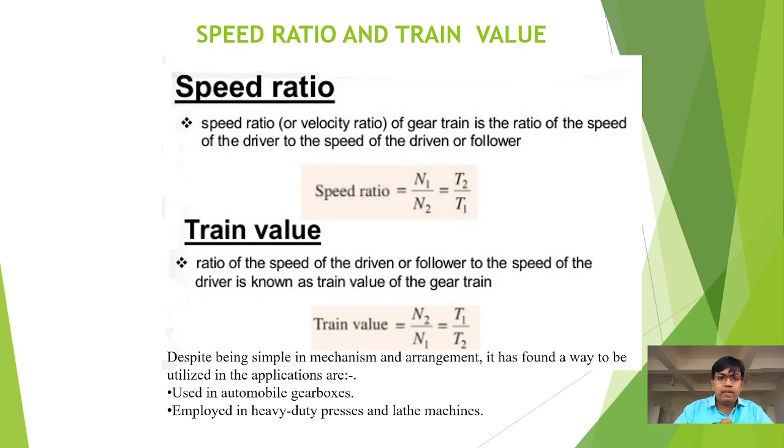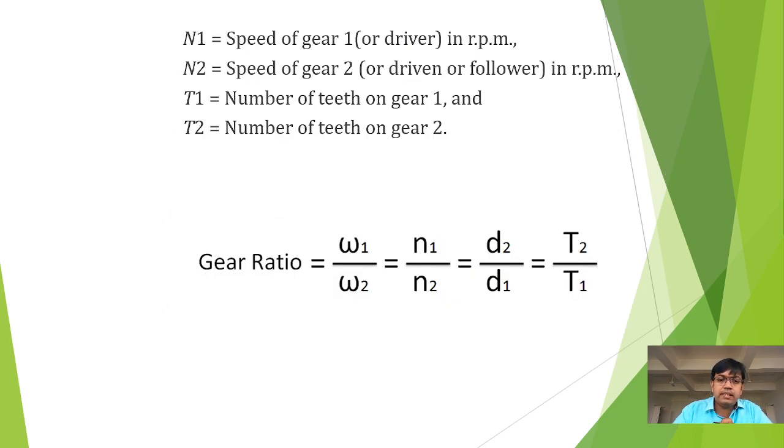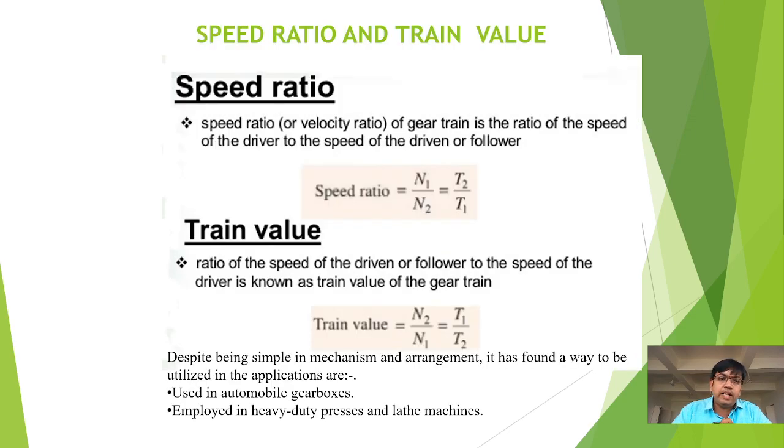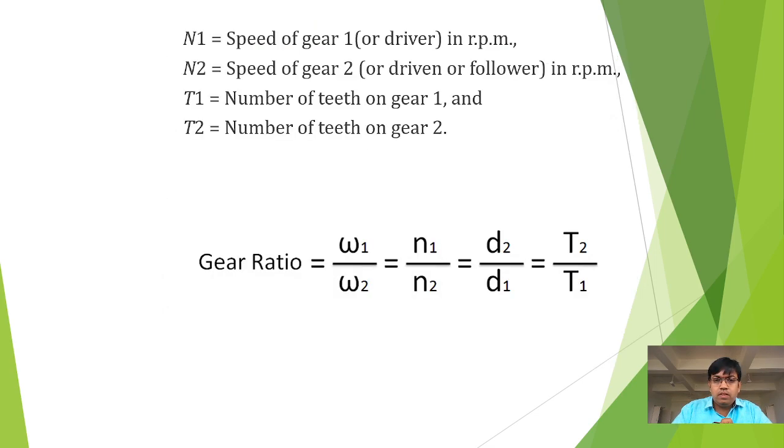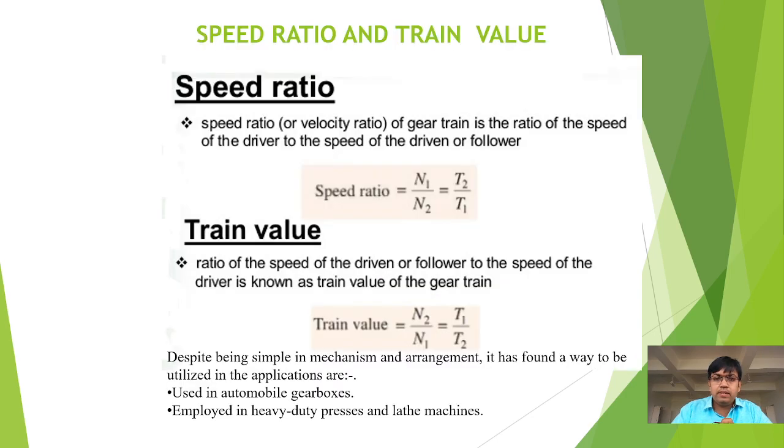So these three definitions are very important. The first one is gear ratio, second one is speed ratio, and the third one is the train value, which we are going to do some numericals by using these formulas in the forthcoming slides. And coming to the applications of the simple gear train, the simple gear train is also used in automobile gearboxes, and it is also used in heavy machinery, heavy duty process and lathe machines.